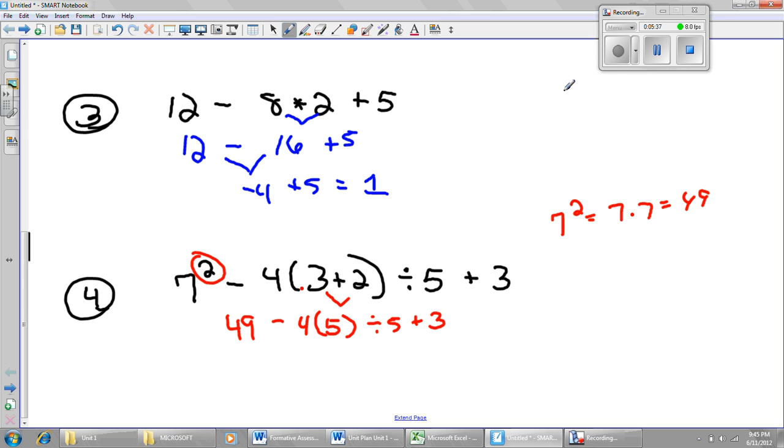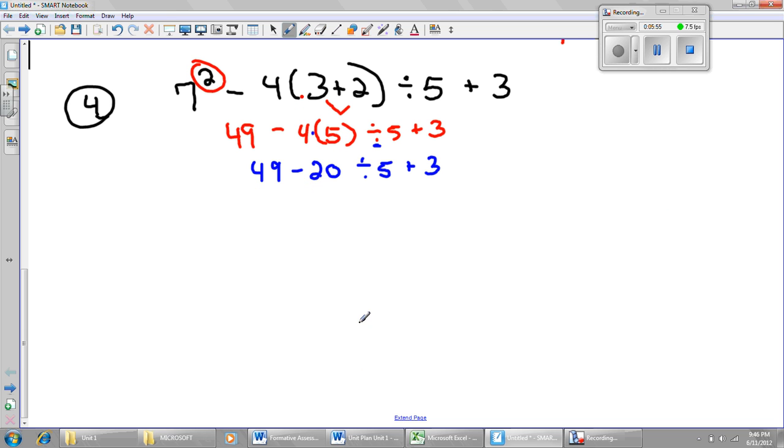Now, according to the order of operations, right here, I have multiplication and division. Well, I'm going to do the multiplication first. So I'm going to get 49 minus 20 divided by 5 plus 3. Division still has priority. 49 minus 4 plus 3, right? And this will equal 49 minus 4 will be 45 plus 3, which will equal 48, and that doesn't look very much like a 4.